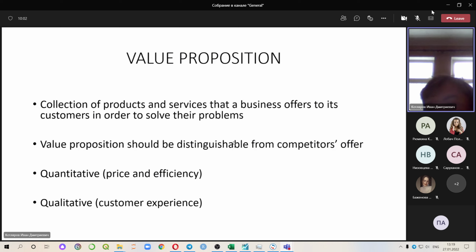So, we should not analyze from this point of view technical features of products and services. We have to analyze the key value of these products and services for our customers. And there are actually two basic sources of value, quantitative and qualitative. From the quantitative point of view, customers are interested either in price or efficiency.